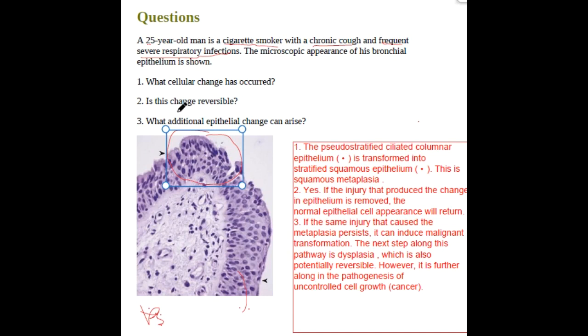Now, is this change reversible? Yes, this change is reversible. So once you remove the injurious factor, then obviously the change is reversible.